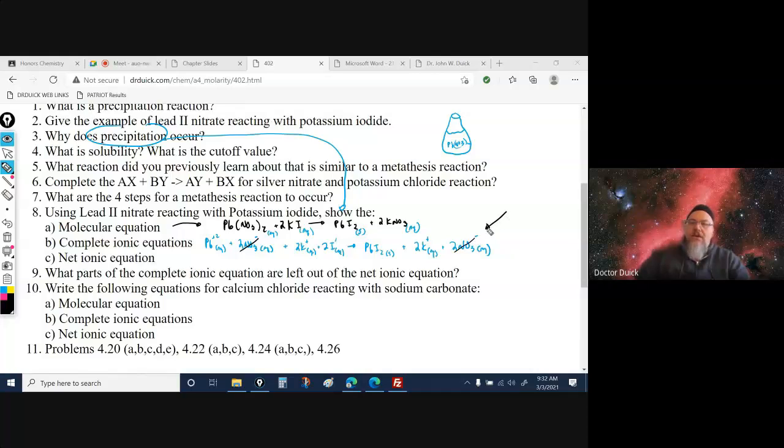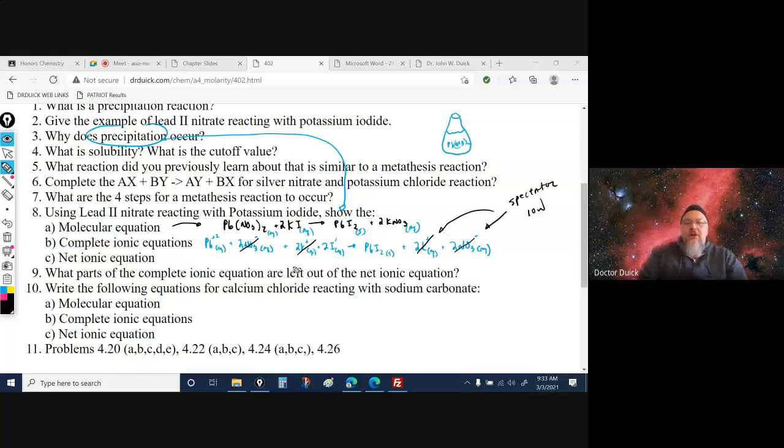He's got a special name. He is called a spectator ion. Basically, you could switch him out for anything if they end up being the same size. They're really not part of the chemical reaction. So we have K plus here, we have K plus here. I can cross him out. He is also a spectator ion.